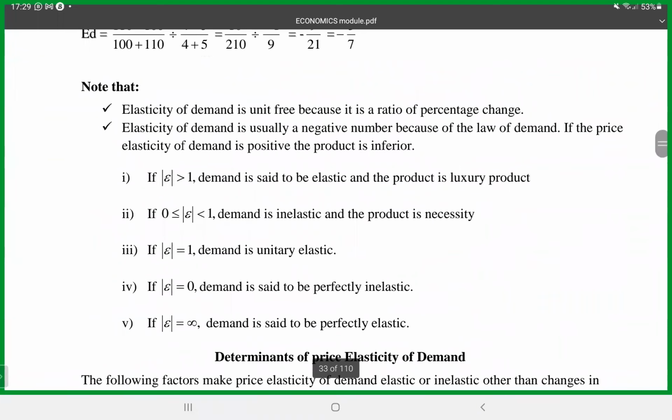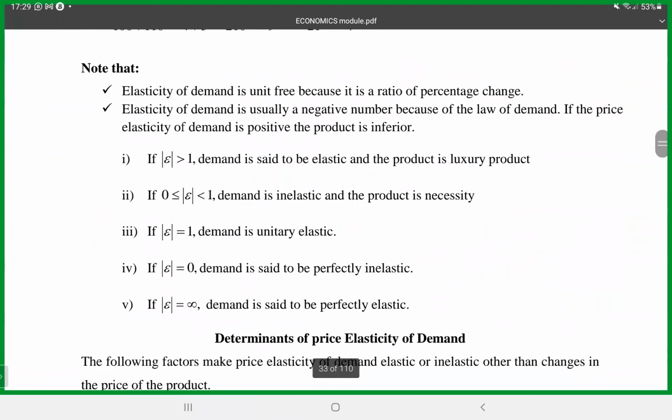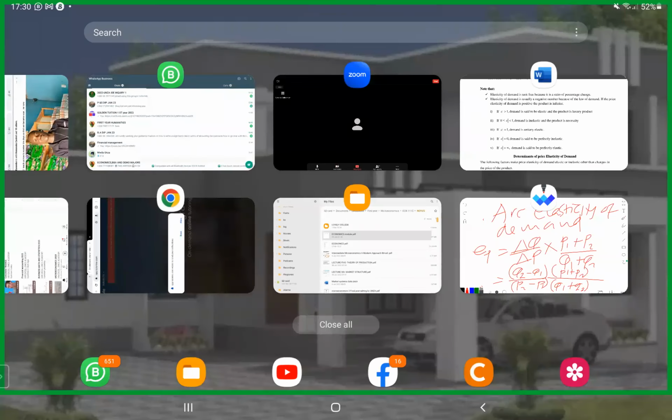Now, when you calculate the elasticity of demand, you can have different answers, okay? Your answers can range from negative values, you can also have one, and you can have answers that are greater than one, just like that. What does that mean?